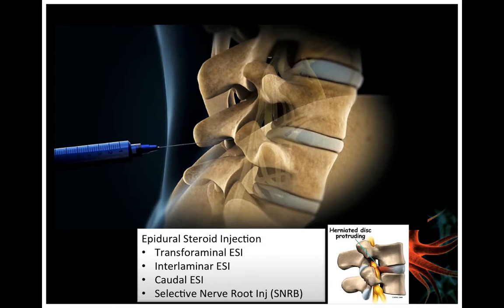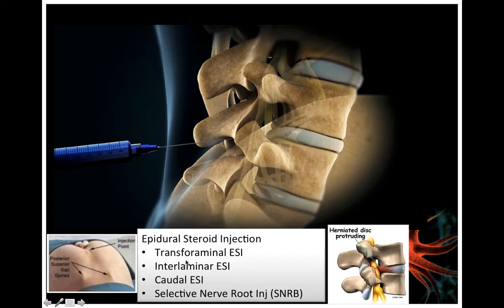So this would be transforaminal approach. And oh, by the way, this is the caudal approach. There's a little hole in the coccyx where you can introduce a needle. But the problem is that you have herniated discs that are way up here, and you have to put a huge volume just to get some way up here. So the caudal approach has become disfavored by most spinal injectionists.